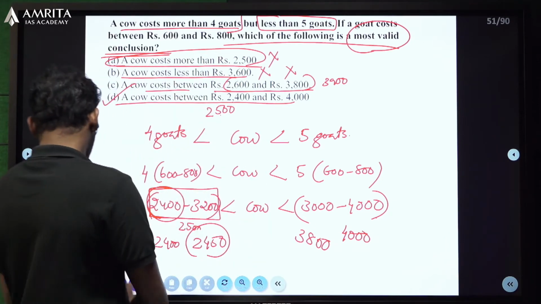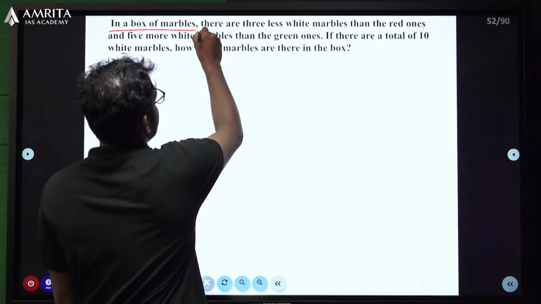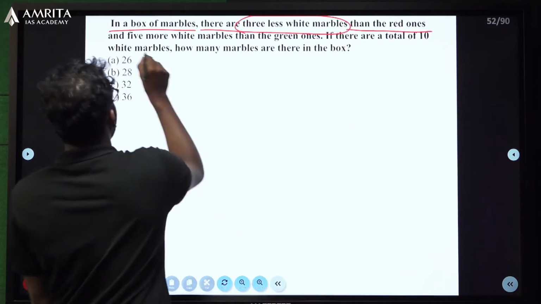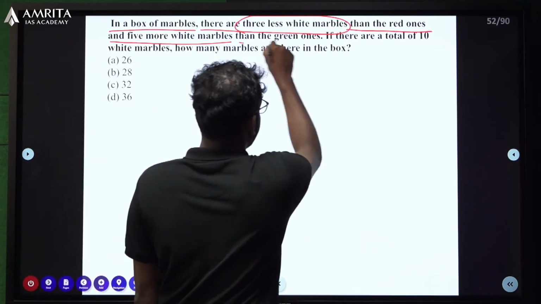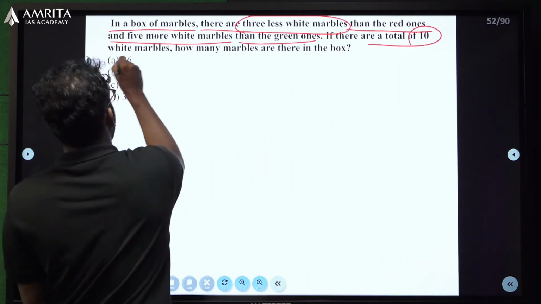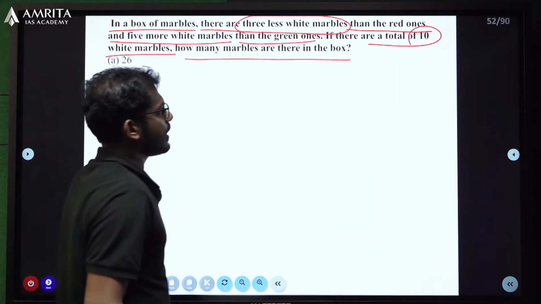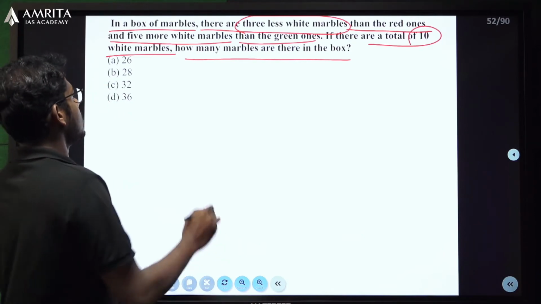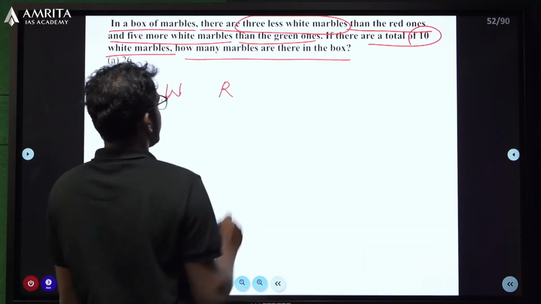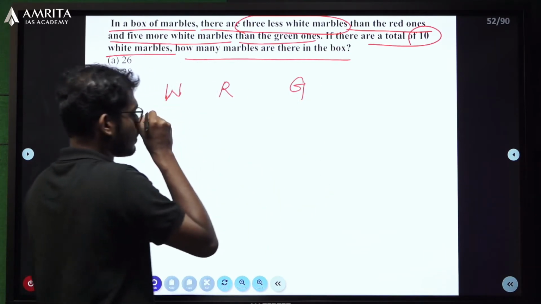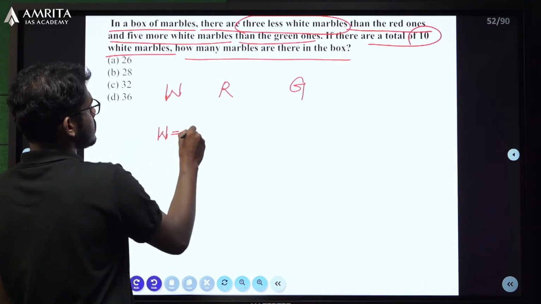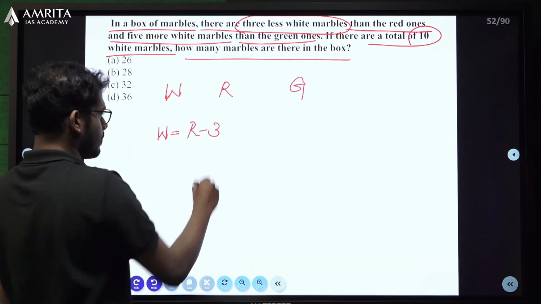Clear? Okay. In a box of marbles, there are 3 less white marbles than the red ones and 5 more white marbles than the green ones. If there are total 10 white marbles, how many marbles are there in the box? Okay, fine. So the question says there are 3 different colors of marbles: white marble, red marble and green marble. Clear? Okay.